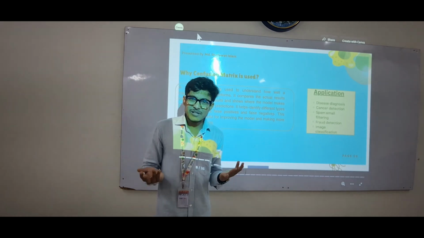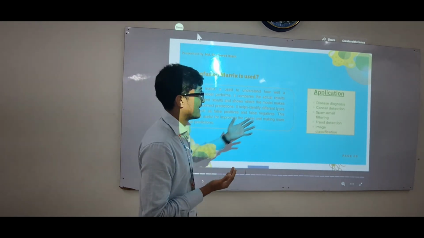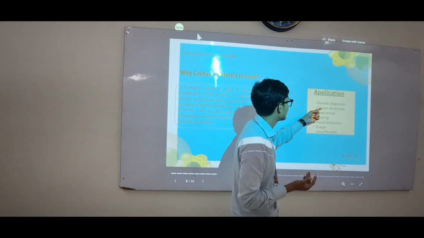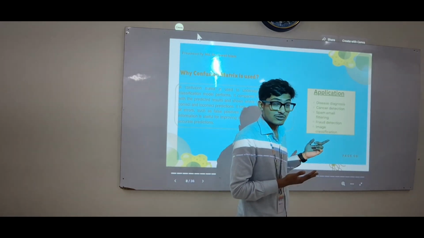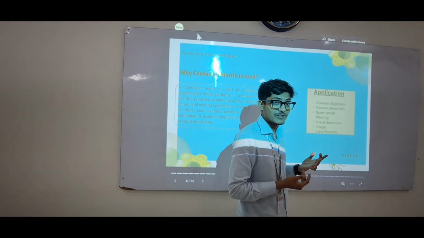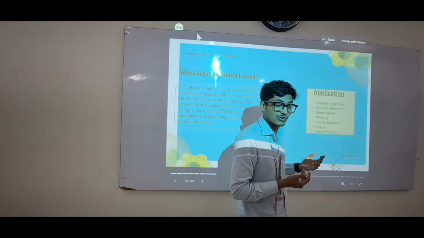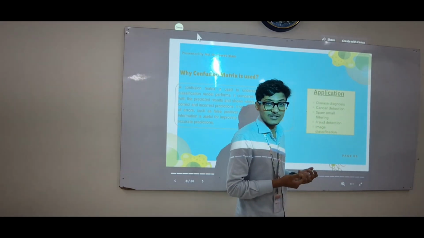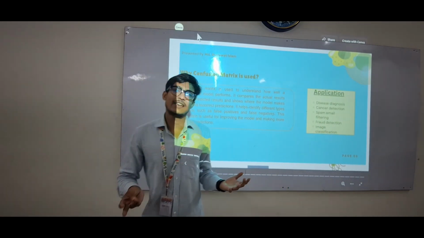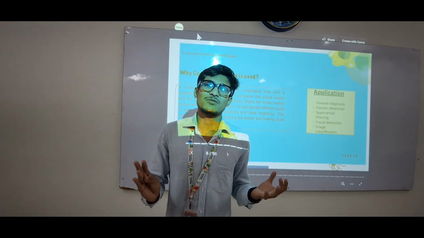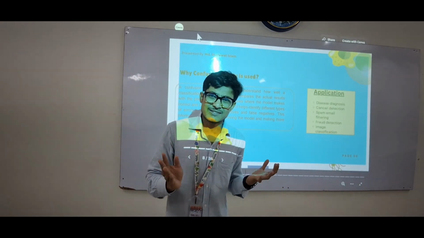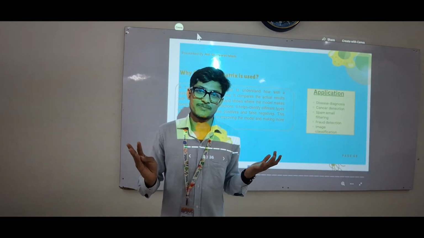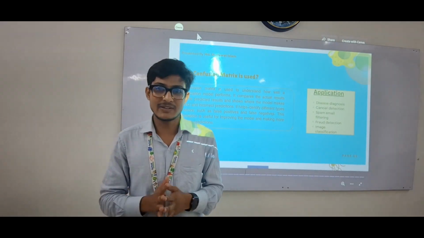And what are the applications of the confusion matrix? Here are the points: disease diagnosis, cancer detection, spam email filtering, fraud detection, image classification. So we can say a confusion matrix is very important for comparing the right decisions with the predicted decisions.